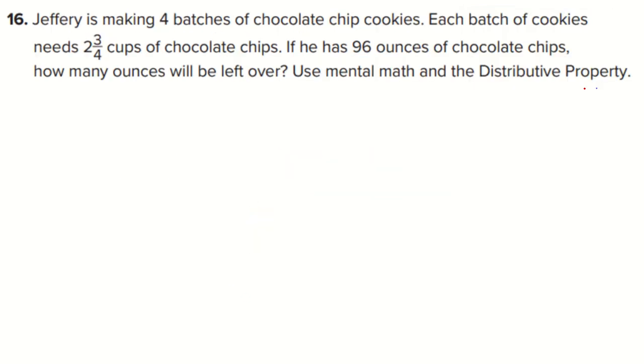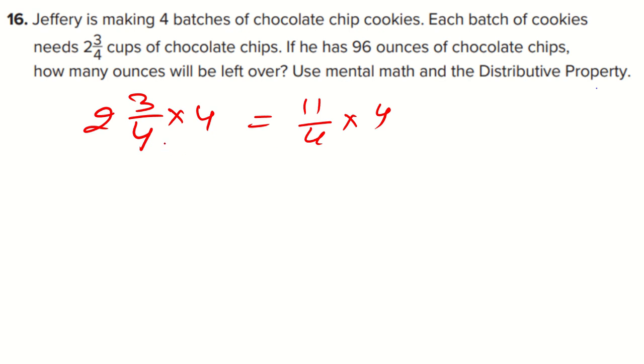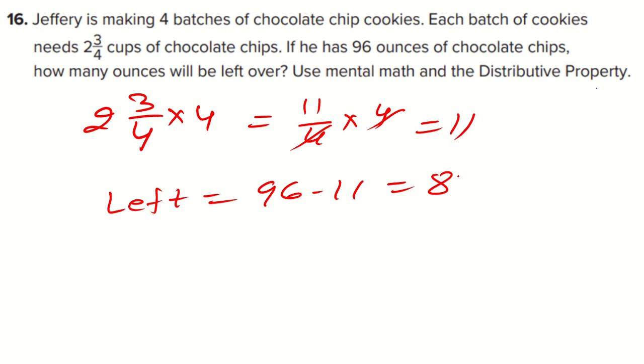Okay. Now, Jeffrey is making 4 batches of chocolate chip cookies. Each batch of cookies needs 2 and 3 over 4. This is for one batch. Okay. So, and she has to make 4 batches. So multiply by 4, you will get the total amount here. So 2 times 4, 8, 8 plus 3, 11 over 4 multiplied by 4. Then 4, 4 cancel, you get 11. So how much is left? Left ounces will be 96 minus 11 means 85.